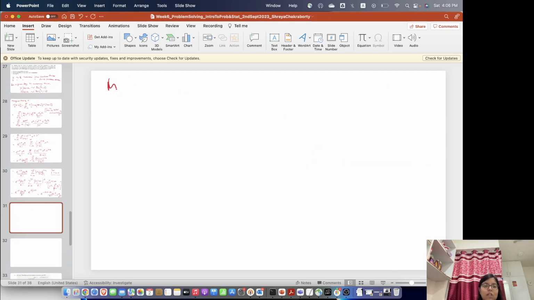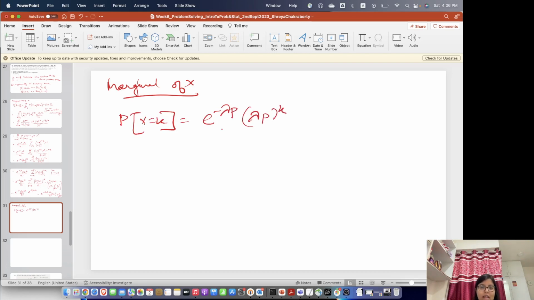So then the marginal of x, probability x equal to k, is e to the power minus lambda p, lambda p to the power k by k factorial. Therefore x follows a Poisson with mean lambda p.